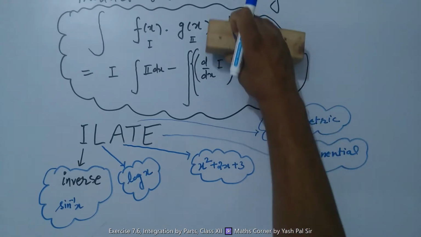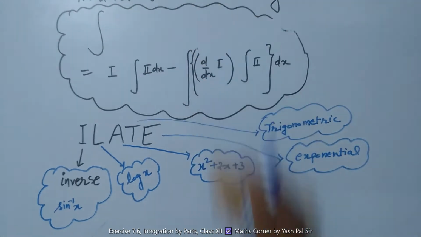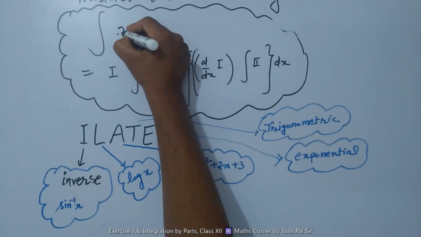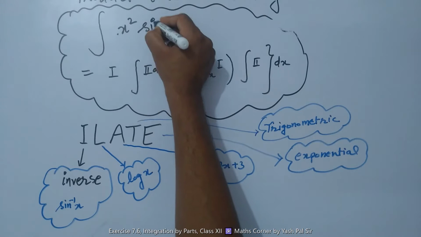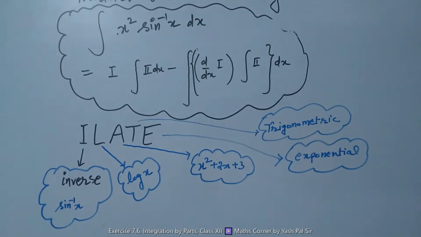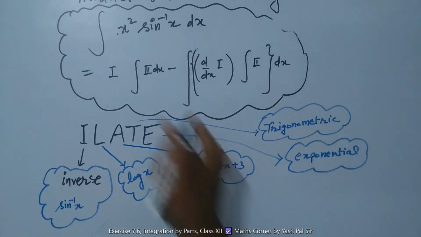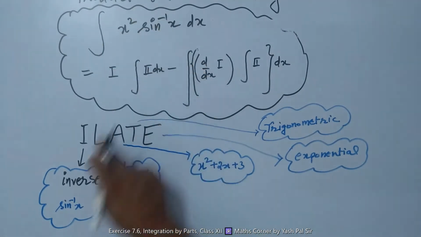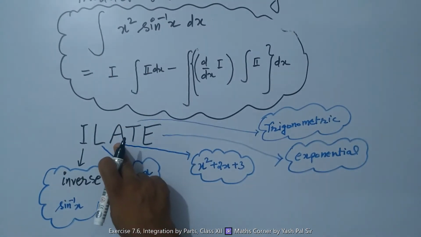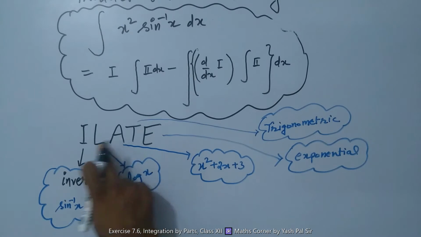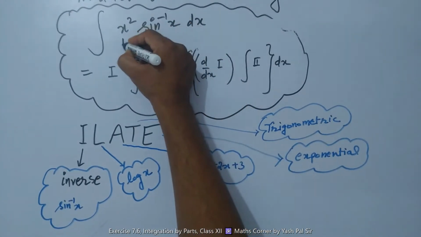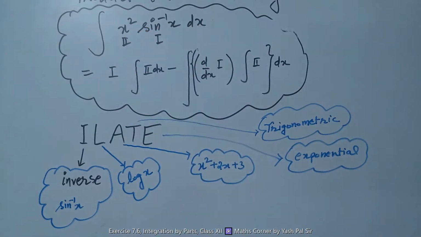For example, in this question, suppose we have x square into sine inverse x into dx. So which one is the first function? Inverse I comes first, algebraic function comes at third place. So accordingly, this should be the first function and this is the second function.